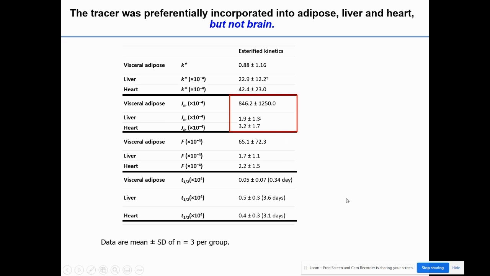Now we also found the turnover. If I bring your attention to the lowest part of this table, the half-life coming from the turnover is pretty short. Once they get into tissues, they only stay there for a couple of days. For adipose, it's less than a day, 0.3, a third of a day. For liver and heart, it's about 3 days. What this means is that they're being turned over quickly.